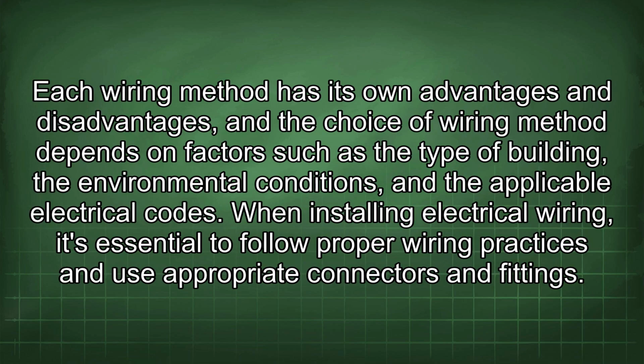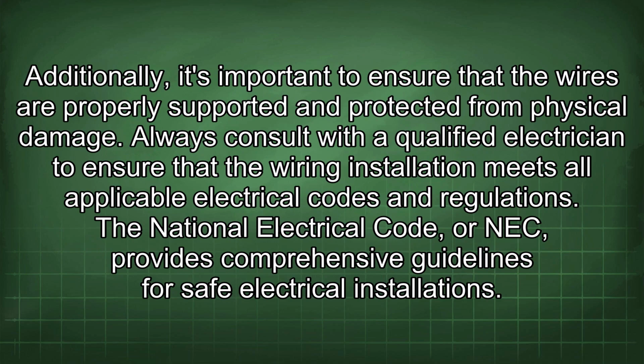Each wiring method has its own advantages and disadvantages, and the choice of wiring method depends on factors such as the type of building, the environmental conditions, and the applicable electrical codes. When installing electrical wiring, it's essential to follow proper wiring practices and use appropriate connectors and fittings. Additionally, it's important to ensure that the wires are properly supported and protected from physical damage. Always consult with a qualified electrician to ensure that the wiring installation meets all applicable electrical codes and regulations.